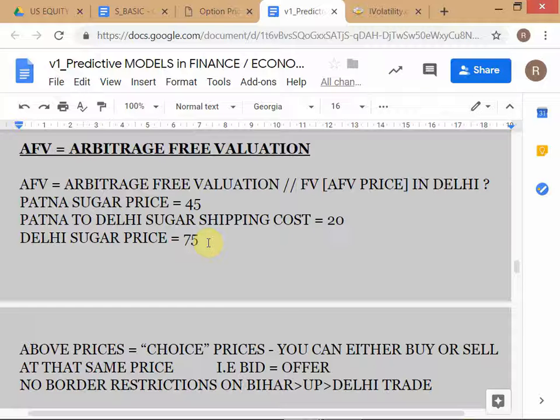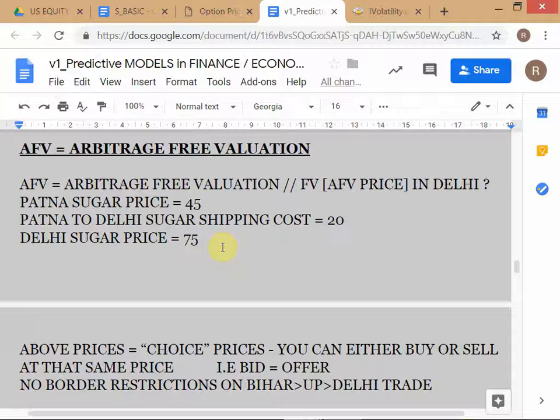But you also have information on the Patna price. What Bola did yesterday was he figured out that it is actually cheaper to get sugar from Patna. If you buy sugar in Patna at 45 rupees and add a shipping cost of 20 rupees, you can create a synthetic position in Delhi sugar at 65 rupees. Is this clear? Now you understand how the language is used.